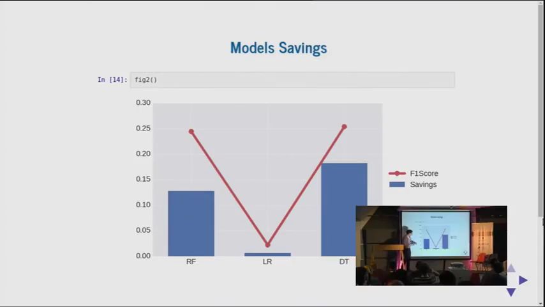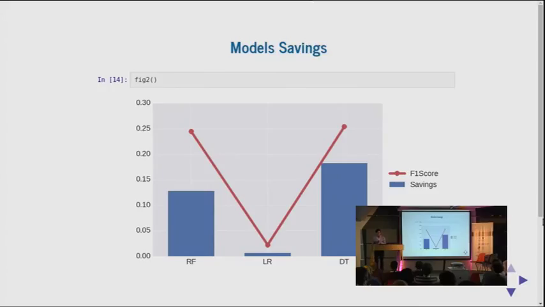So now we see that Random Forest is having a savings of 12%. Logistic regression is not working at all in this particular dataset. And decision tree has a savings of 17%. I'm comparing here only against the F1 score. I don't want to put too much information there.